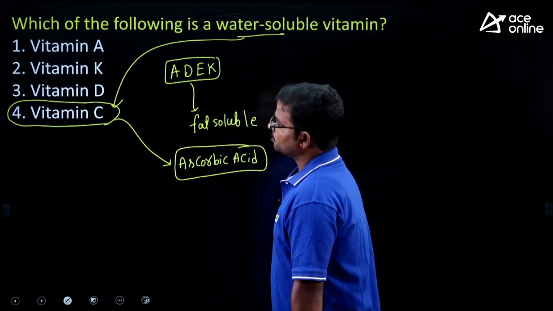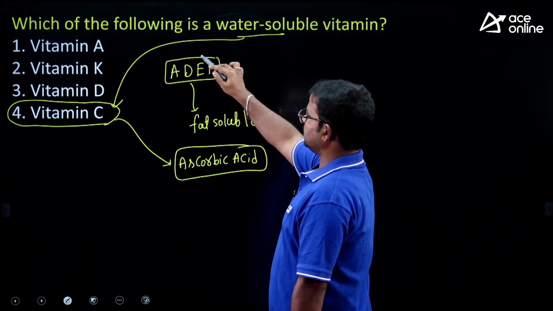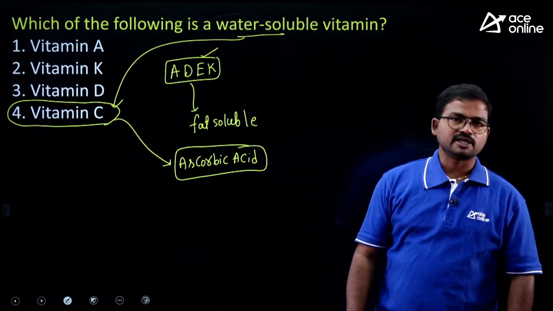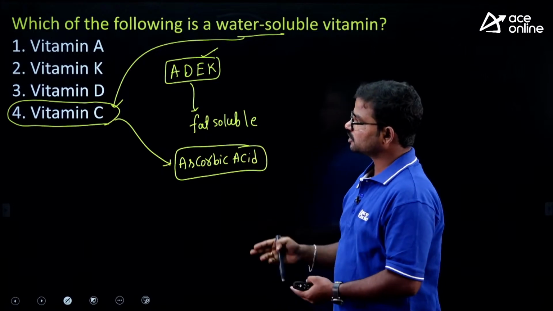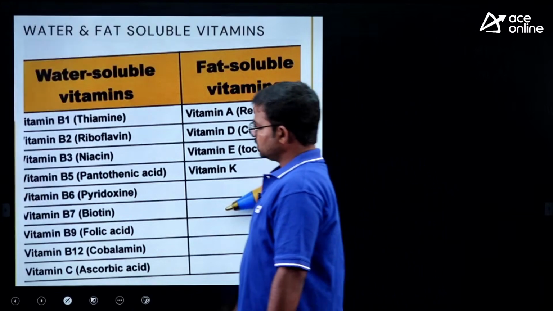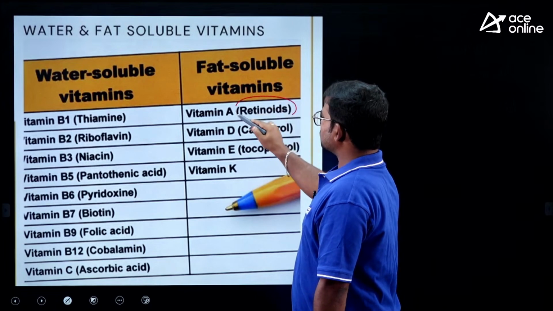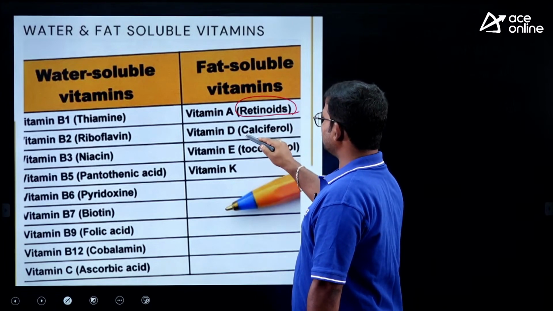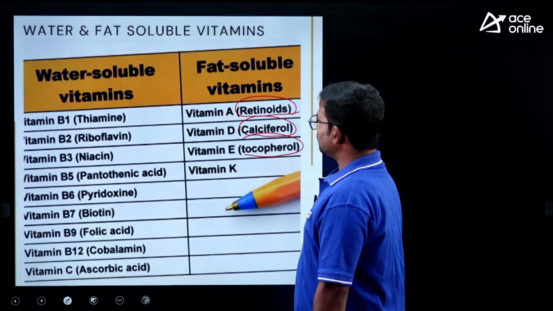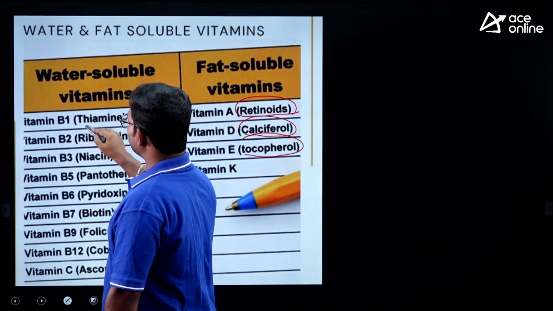Vitamin A, vitamin K, vitamin D are all considered fat soluble. Not only these three, E is also there. From an examination point of view, you have to remember the chemical names of different types of vitamins. Vitamin A is called retinoids. Vitamin D, calciferol. Vitamin E, tocopherol. Vitamin K is also there. Next, B1, thiamine.